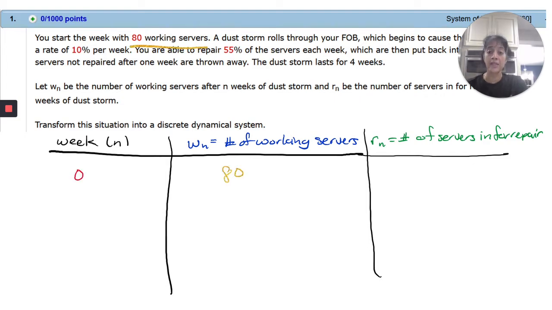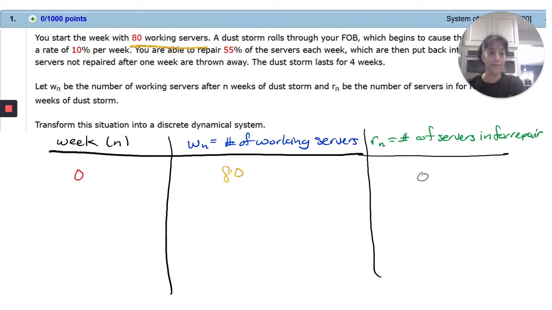The next thing is that they give me the initial condition. Here, you start the week off with 80 working servers. And hidden in this is that there's nothing to repair. That's not explicitly stated. This is often the case when you're reading someone else's problem that you don't really know what they're assuming and they forgot to tell you. But they're assuming that there was nothing to repair until this dust storm came. So this R sub n at 0 is 0.